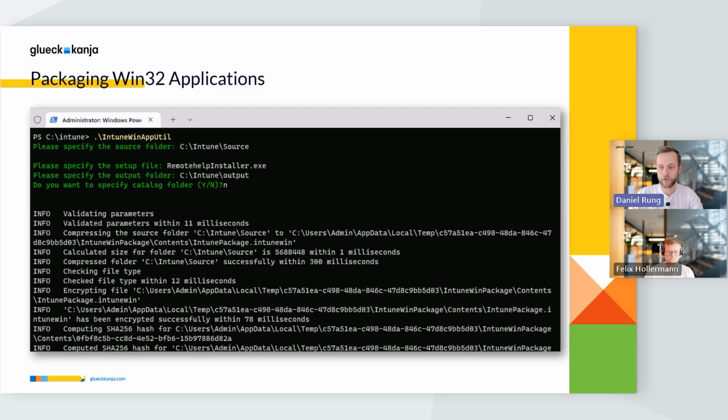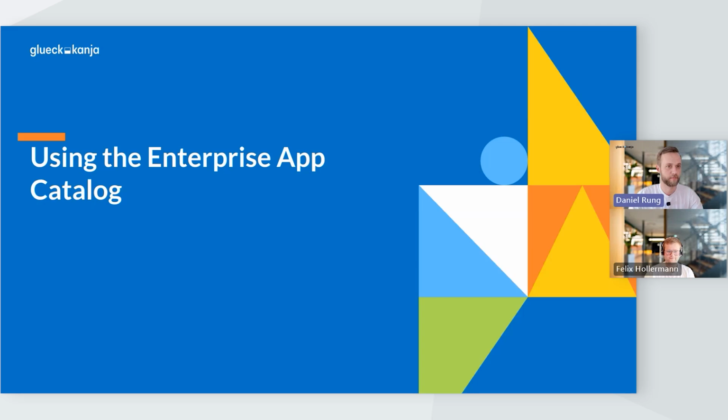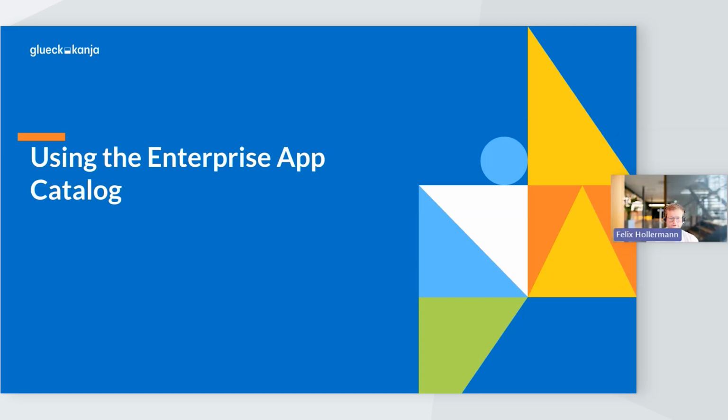So you need a content prep tool, you need all the sources in one folder, and then you need to wrap it. And Felix, you show us how it could go easier with some basic apps like Chrome, Firefox, and others. Thank you, Daniel. Now, how to use ERM.